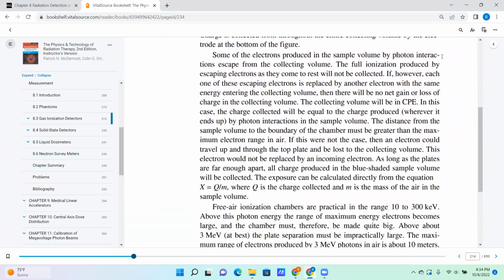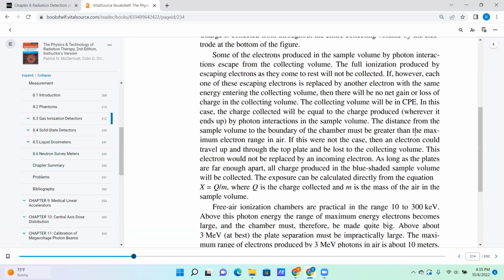Some of the electrons produced in the sample volume by photon interaction escape from the collecting volume. The full ionization produced by the escaping electrons as they come to rest will not be collected. But each one of these escaping electrons is replaced by another electron with the same energy. Then there's going to be no net gain or loss. This is CPE. In this case, the charge collected will be equal to the charge produced by photon interactions in the sample volume. The distance from the sample volume to the boundary of the chamber must be greater than the maximum electron range in the air.